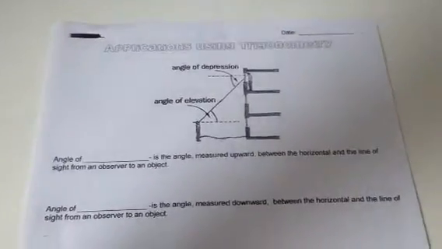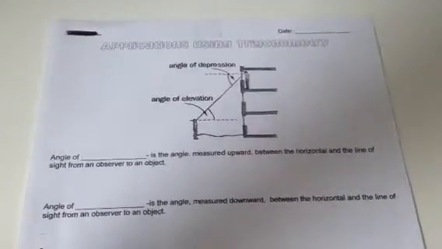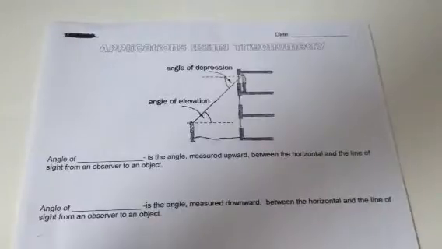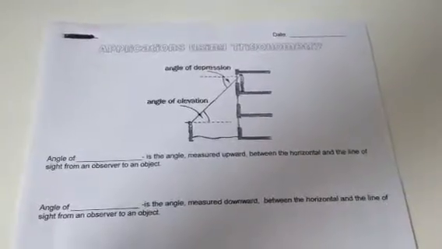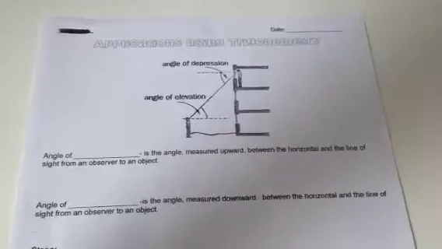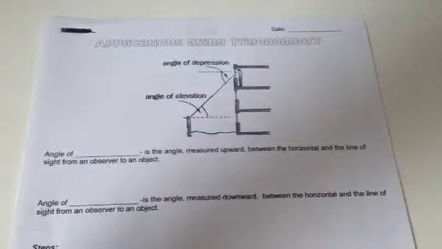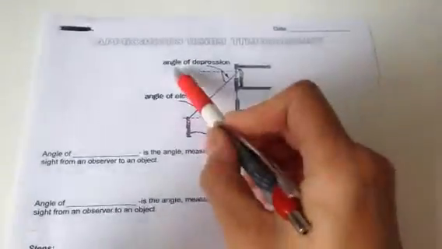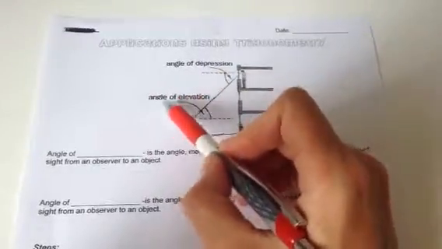Okay, so this is 6.2 applications using trigonometry. We're going to be doing word problems using our SOHCAHTOA. In these word problems, it's important to understand what it means by the angle of depression and the angle of elevation.